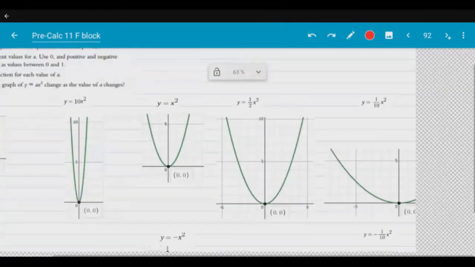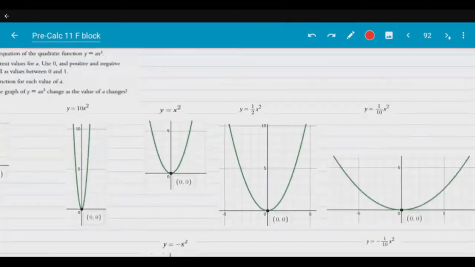What about 1 over 10x squared? So I know that y equals 10x squared is going to be a skinnier version of y equals x squared. Y equals 1 over 10x squared is a wider version of y equals x squared.